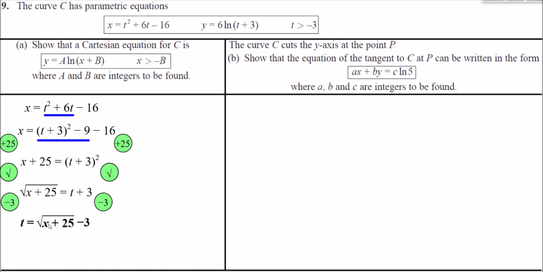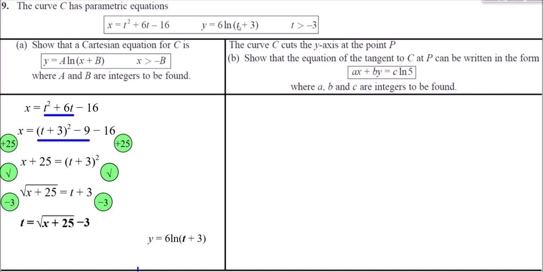t must be root x plus 25 minus 3. I mean, it's fairly obvious. If you thought, could it be minus root x plus 25? It couldn't. Any value of x will break this restriction on t. So it's got to be the positive root only. So now we've got what t is in terms of x. We can put this in place of t here.